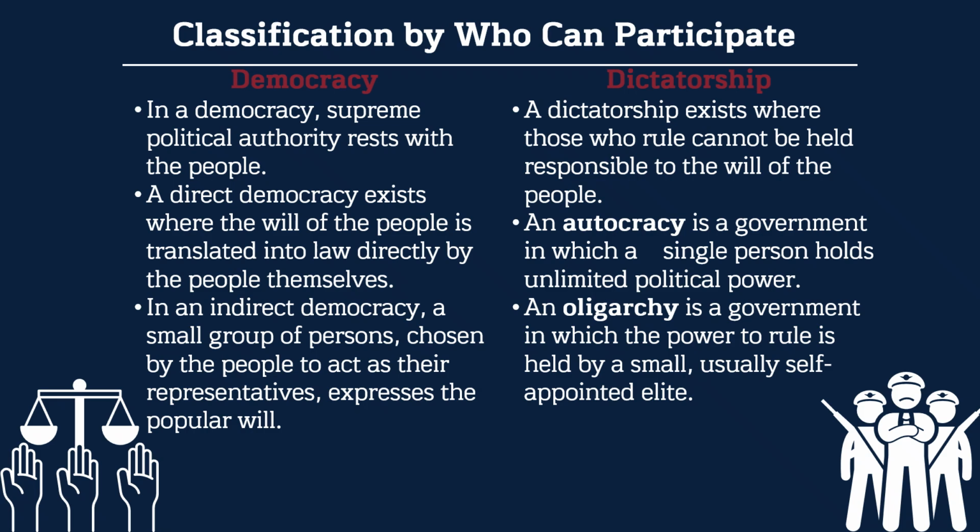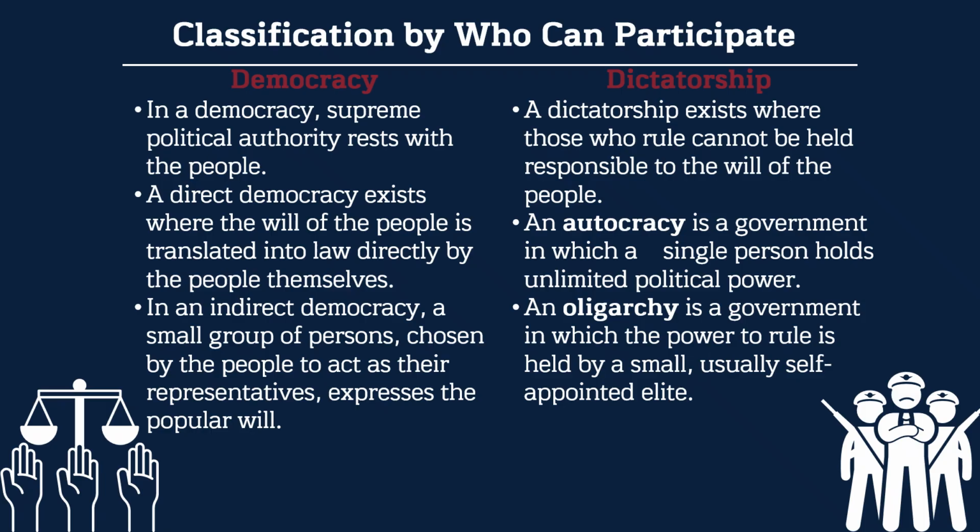So who can participate in government? In a democracy, supreme political authority rests with the people. A direct democracy exists where the will of the people is directly translated into the law. In an indirect democracy, a small group of people chosen by the people will act as their representatives and express their popular will. Now, a direct democracy means that when a law is put up for the ballot, everyone in the nation votes on that law.